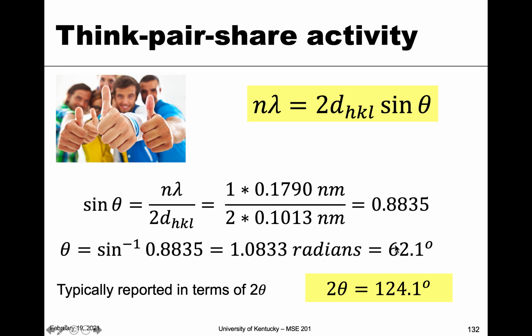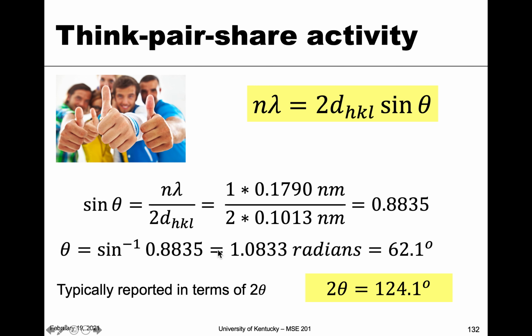This is one of those things where, when you're calculating this, the only challenge is to make sure that you know whether your calculator is giving you radians or degrees. So that's just a good check to make.